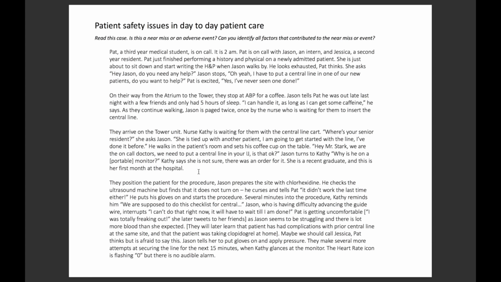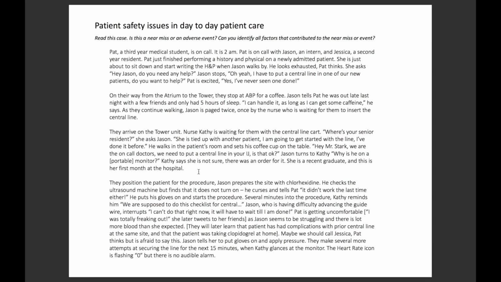"Hey, Mr. Stark, we're the on-call doctors. We need to put a central line in your IJ. Is that okay?" Jason turns to Kathy. "Why is he on a portable monitor?" Kathy says she's not sure. There was an order for it. She's a recent graduate, and this is her first month at the hospital. They position the patient for the procedure. Jason prepares the site with chlorhexidine. He checks the ultrasound machine but finds that it doesn't turn on. He curses and tells Pat it didn't work the last time either. He puts his gloves on and starts the procedure.